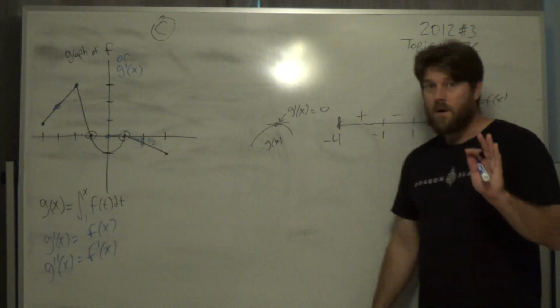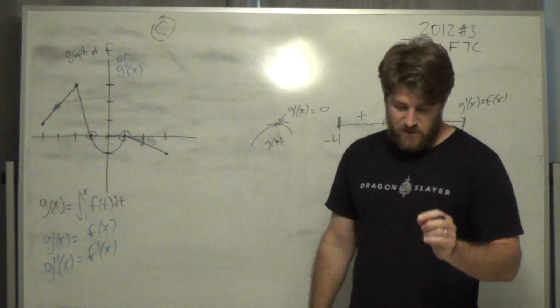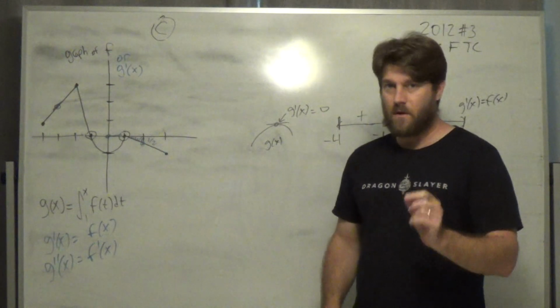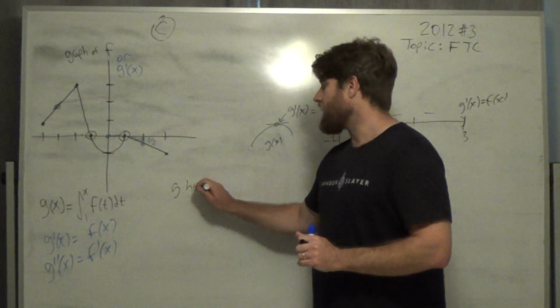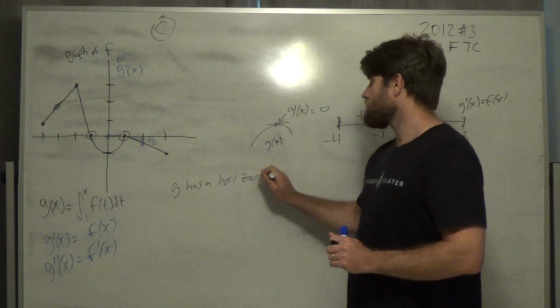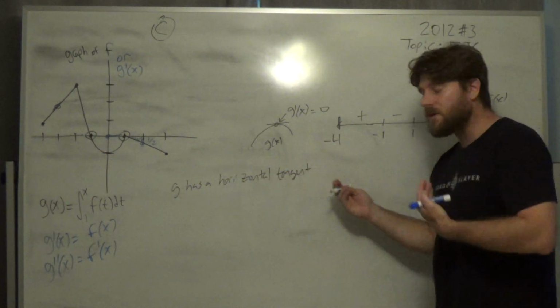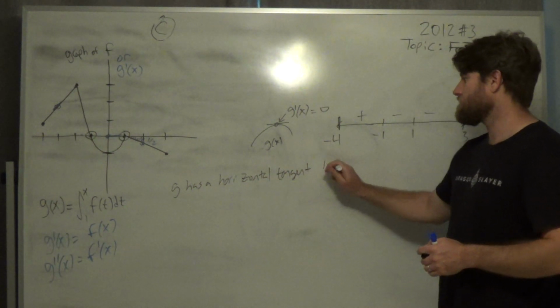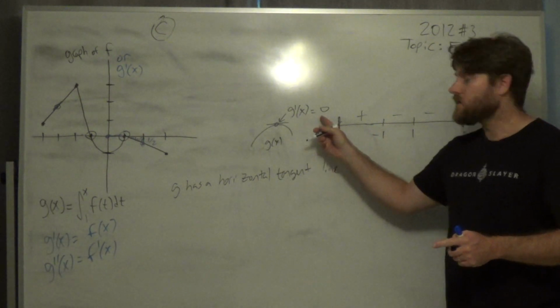Okay, now, before I answer part C, there's two parts. It says, find the x coordinate where G has a horizontal tangent line. So I would say, G has a horizontal tangent line. You notice, see, I'm giving what they want. I'm answering their question. And remember, it has a horizontal tangent line when the slope is 0.